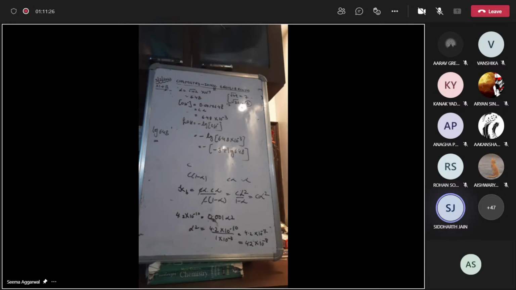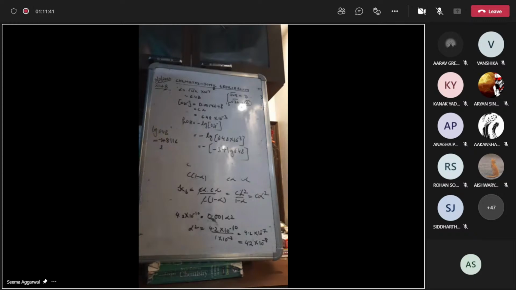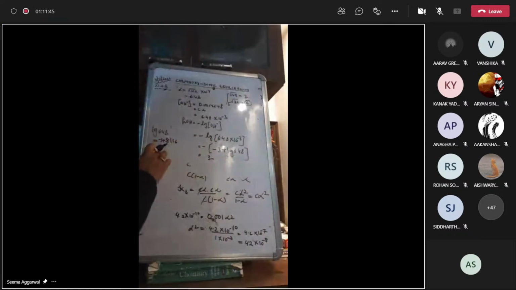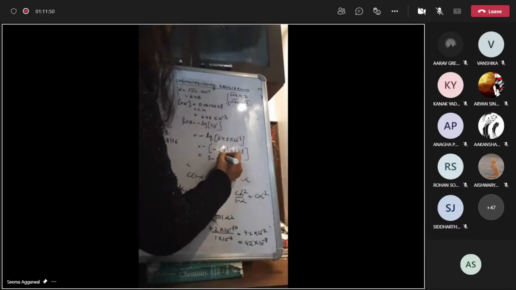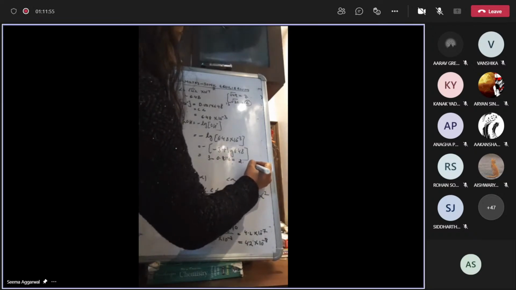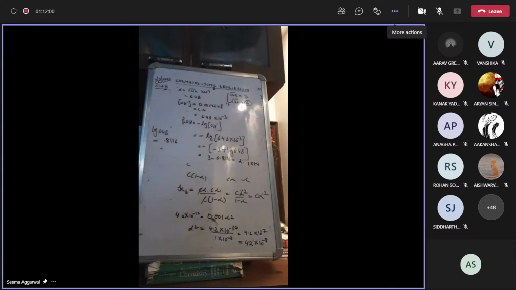मैम 0.811 आ रहा है. 8116. So it will be 0.8116. Okay, so minus 3 plus this, so it will be 3 minus 0.8116, so it will be 2.1884. Okay, so this is, we can calculate POH.